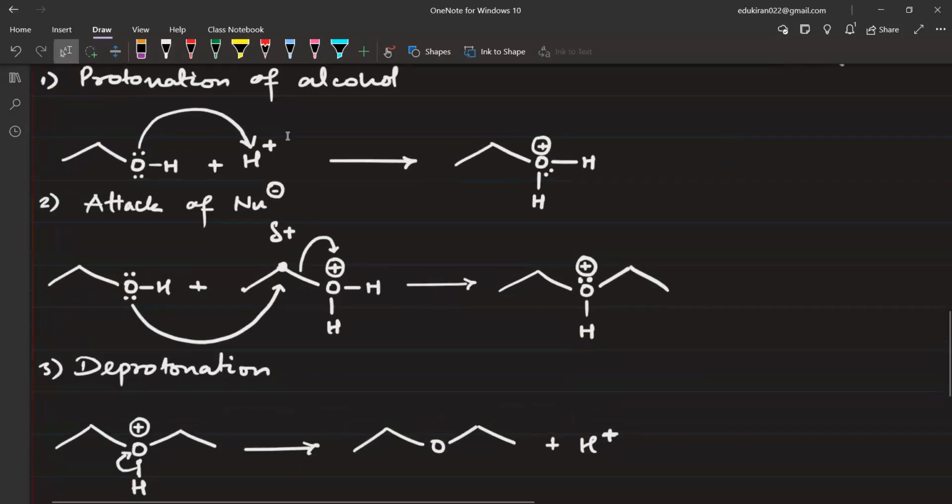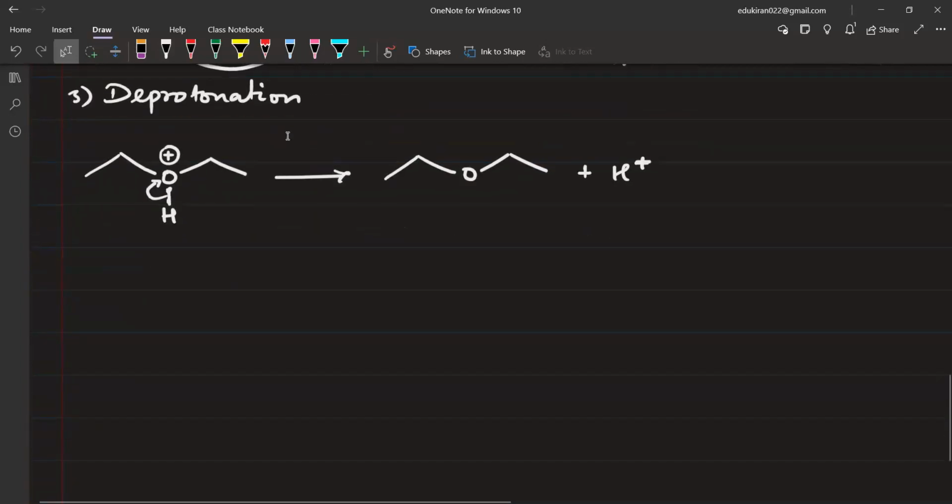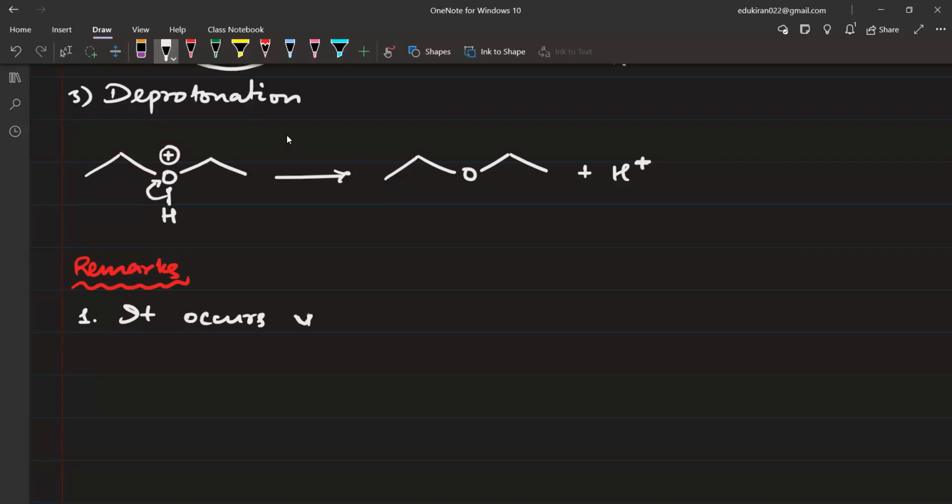Actually, if you are done, then we can write some remarks. Write remarks. First point you will write is, it is an SN2. It occurs via SN2 mechanism. And the rate of reaction will be, please write rate of reaction.